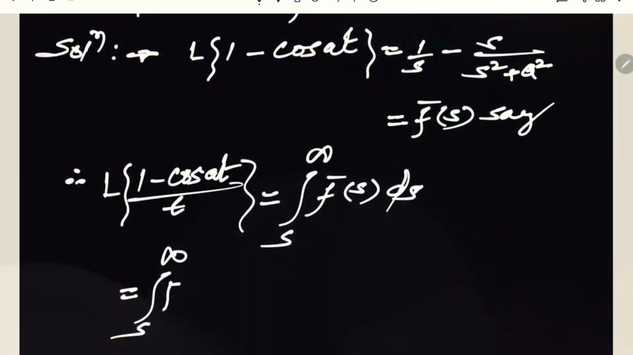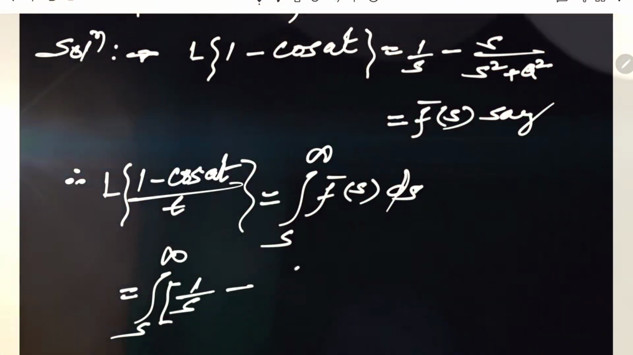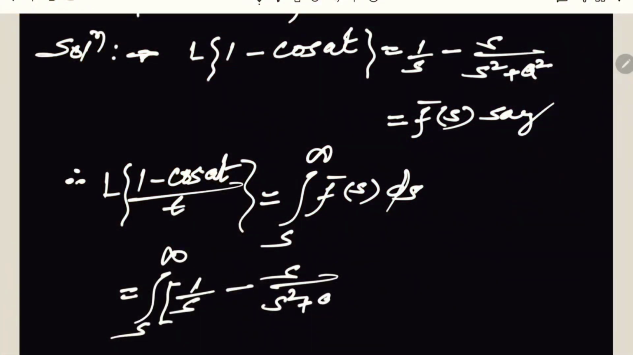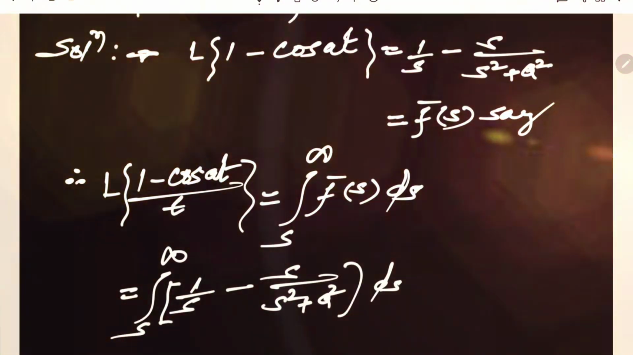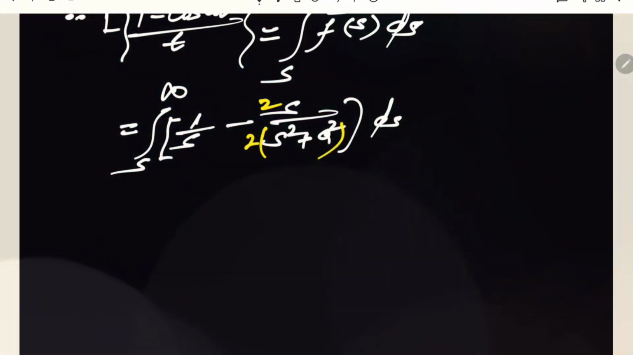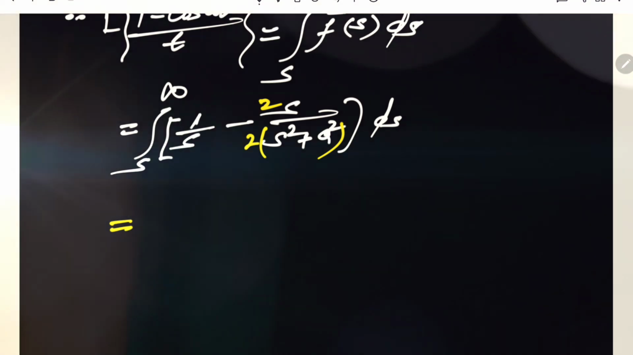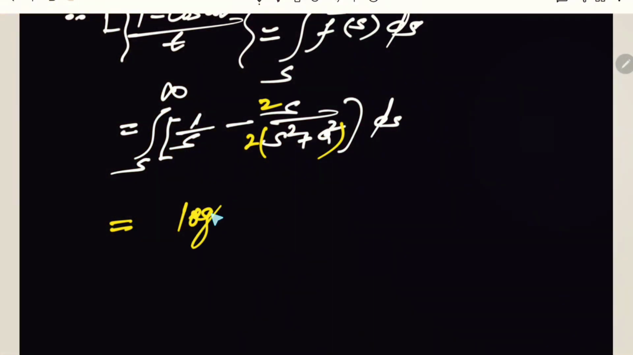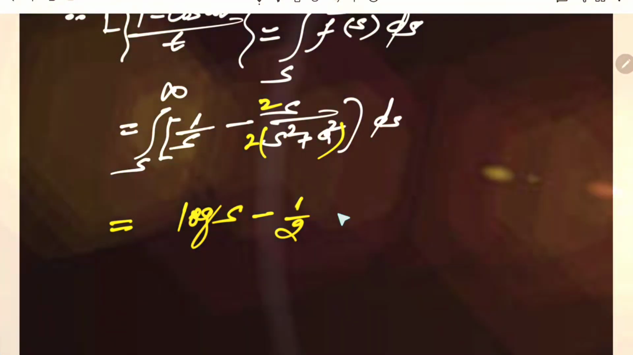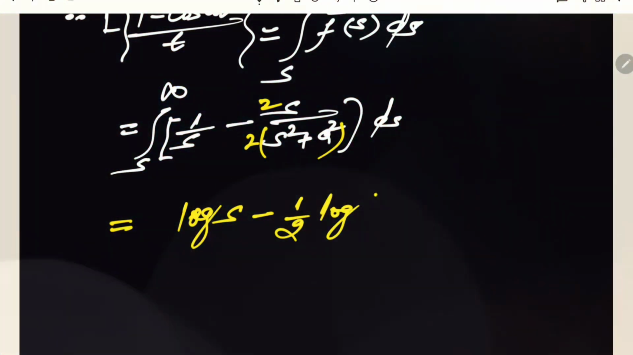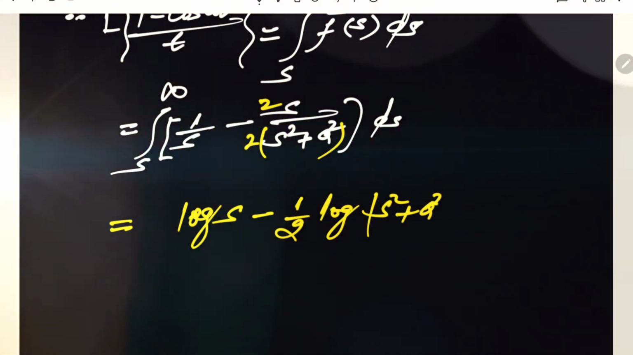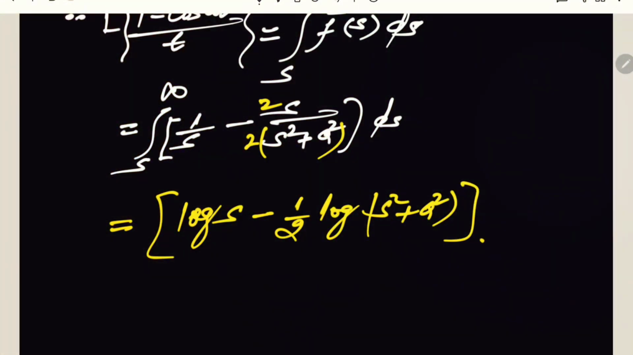Two steps only. Integration from s to infinity, the values are 1 by s and minus s upon s square plus a square. We have to integrate these two terms with respect to s. The integration for the first is log s, and for the second we multiply and divide by 2 so that it is in the form of f dash upon f, whose integration is log f. Therefore, it is minus 1 by 2 log of s square plus a square. Bracket complete, limit from s to infinity.